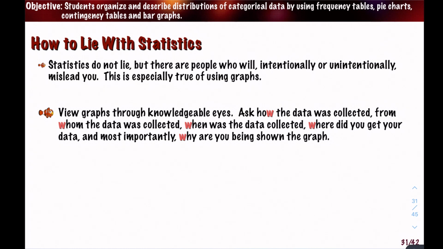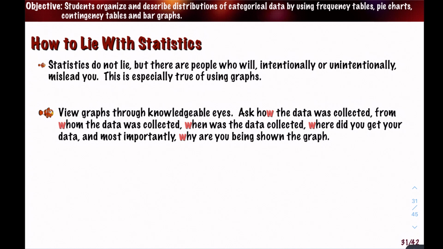As I said in the first video on data, it's not that statistics lie, it's people do. And we often misrepresent our data with the charts that we use. So I want to go over some ways that people misrepresent data. I contend statistics do not lie, but there are people who will, intentionally or unintentionally, try to mislead you. This is especially true of using graphs, and you'll see them across news articles all the time.